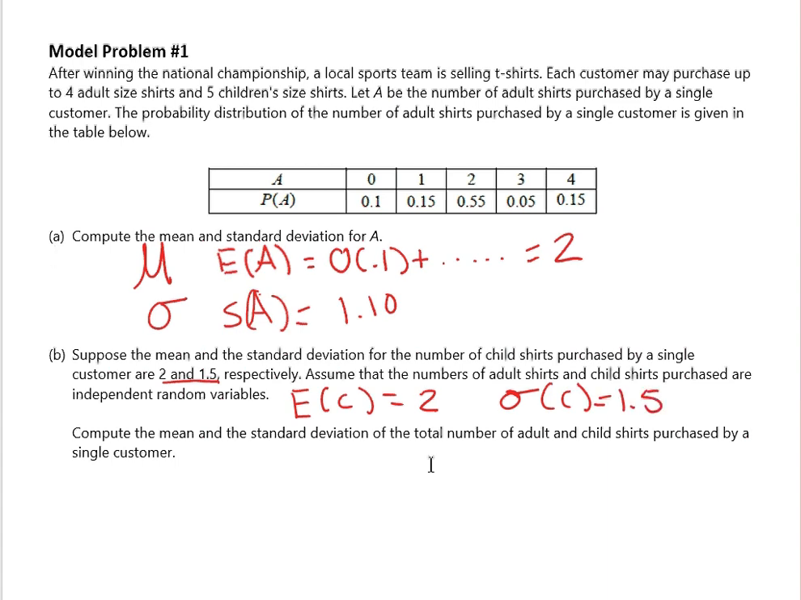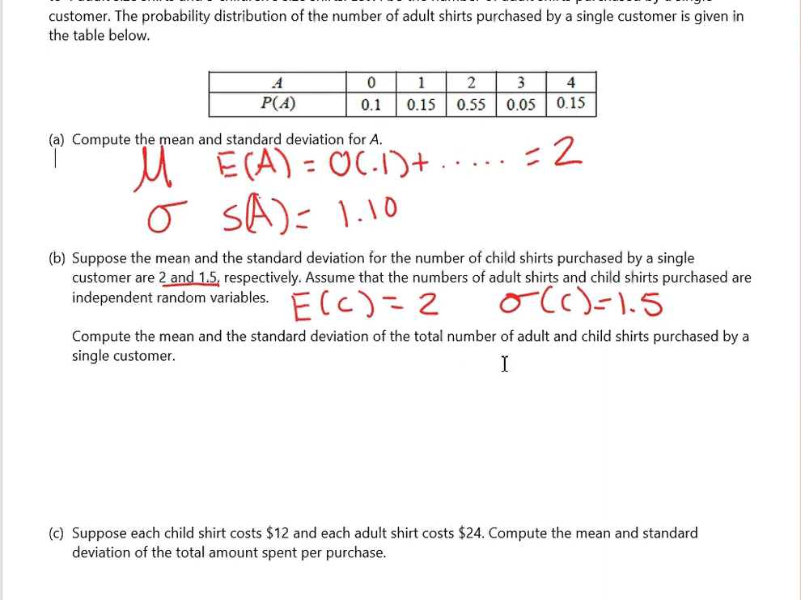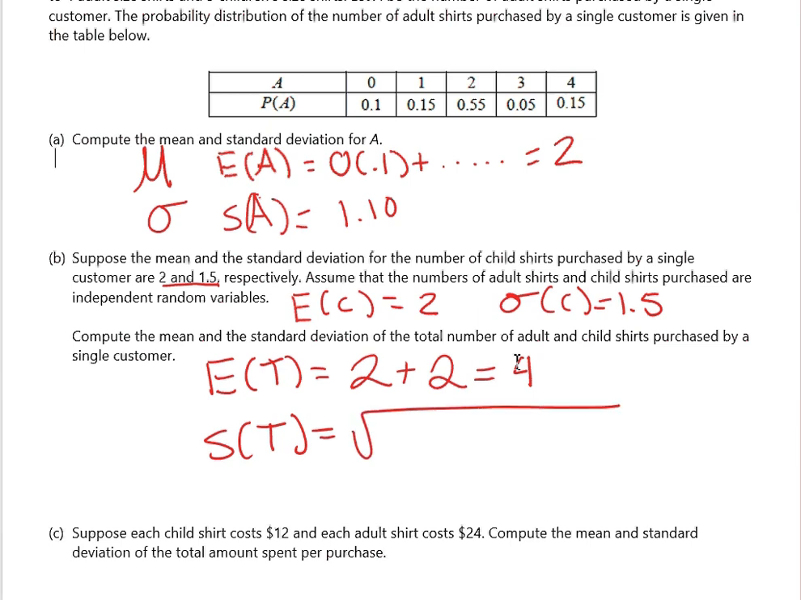So here, we're essentially finding a combined curve. So we want the expected value of the total shirts. So my expected value for A was 2 shirts, and my expected value for children was 2 shirts. So my total expected value gives me 4 shirts. Now, the standard deviation, we're going to have to use that Pythagorean theorem thing. So we're going to do the standard deviation of the total is equal to the square root of 1.10 squared plus 1.5 squared. You type that into your calculator and you get 1.86. Okay.